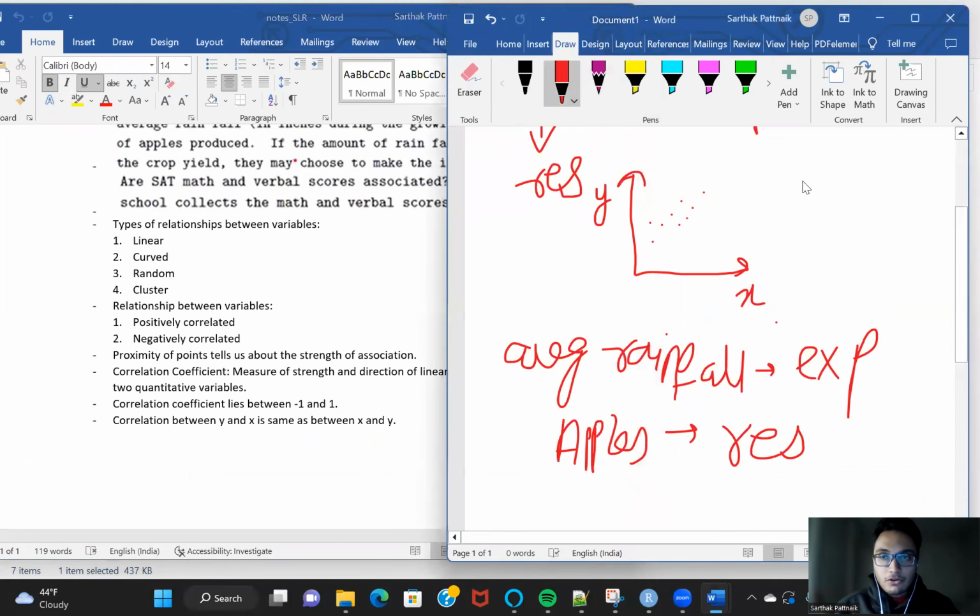But to give you a brief context, if this is a linear relationship, I can literally pass a line through this. A curved relationship is something like this.